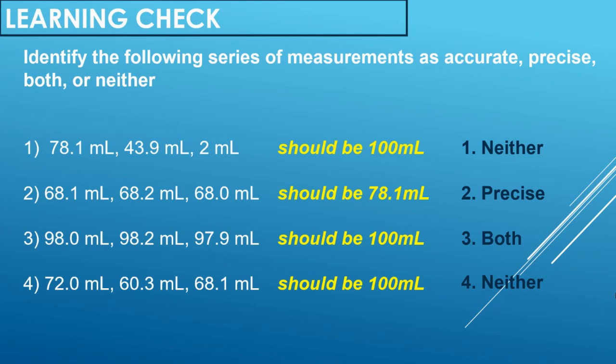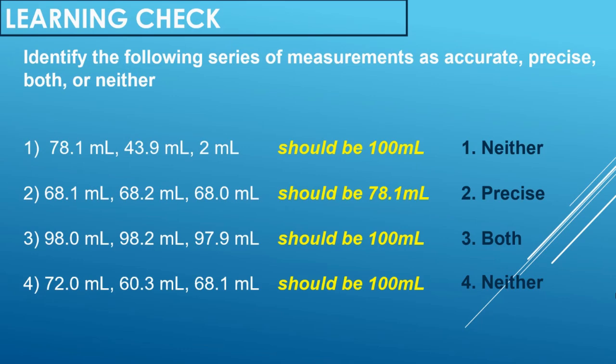So your first one, it would be neither. Those numbers are not close together, and they are not anywhere near the answer that we should have gotten. So this is not accurate data. This is not precise data. This is not data we can use either. In our second example, we have a pretty nice grouping there. We have 68.1, 68.2, and 68.0. That is really good, except for the fact that it is not what we expected it to be. So we have precise data, but we do not have accurate data.